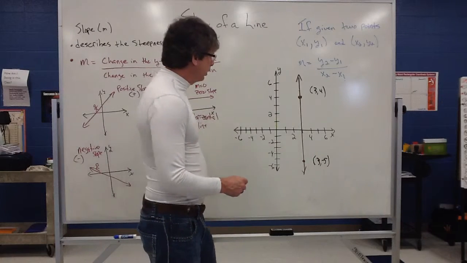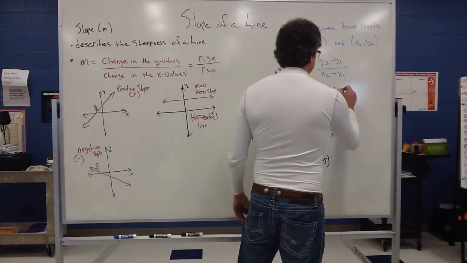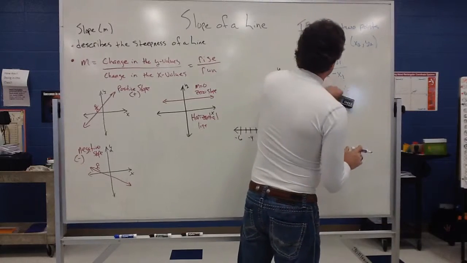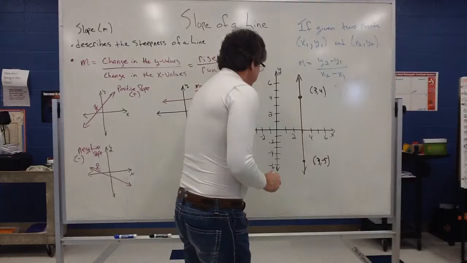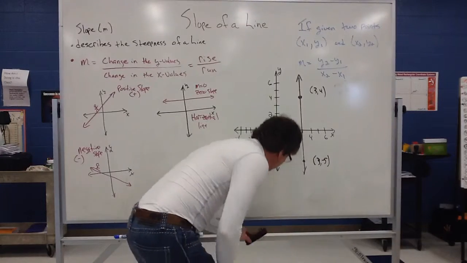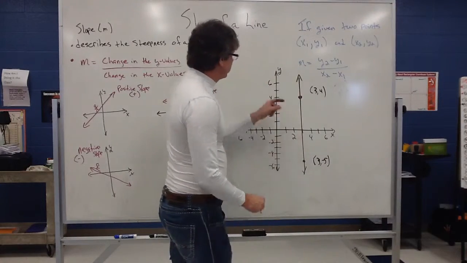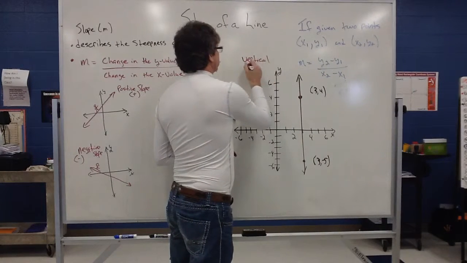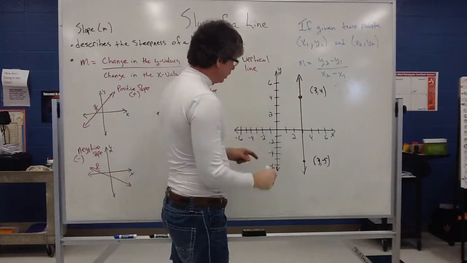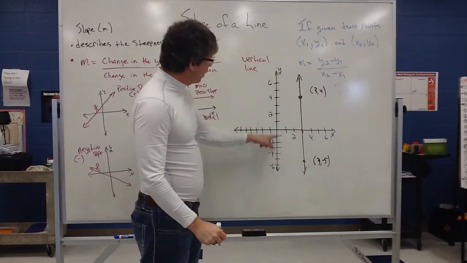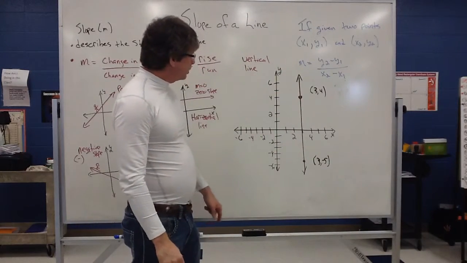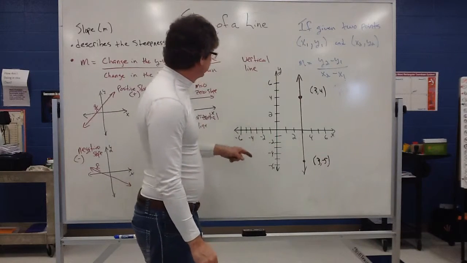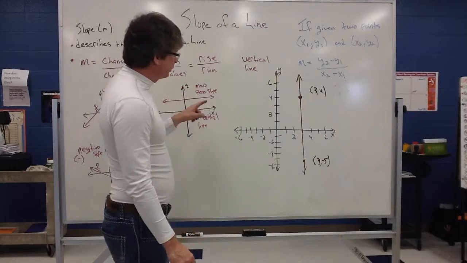Now we have what we call a vertical line. Let me put that somewhere else. So this line would be considered a vertical line. I'm going to put that over here. Notice the vertical line is actually going to be parallel to the y-axis. Now, again, our mission is to talk about the slope of the line. And the slope of the line, again, is this concept of change in y with change in x.